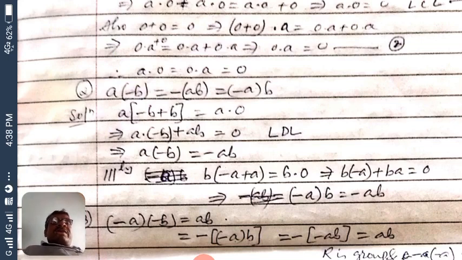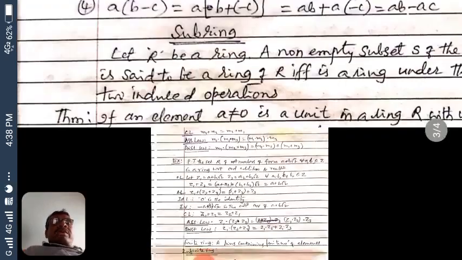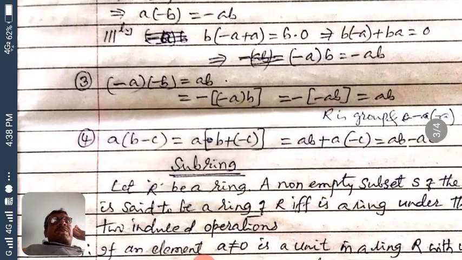Similarly, for the other case, for the right distributive law, again (minus A) of B equals minus A of B, each must be equal to minus of AB. Then the third property: if R is a ring, for all A, B, C belong to R, then A of (B minus C) equals A of (B plus of minus C). That must be AB plus A of minus C, which is equal to AB minus AC. These are some of the properties related to a ring.